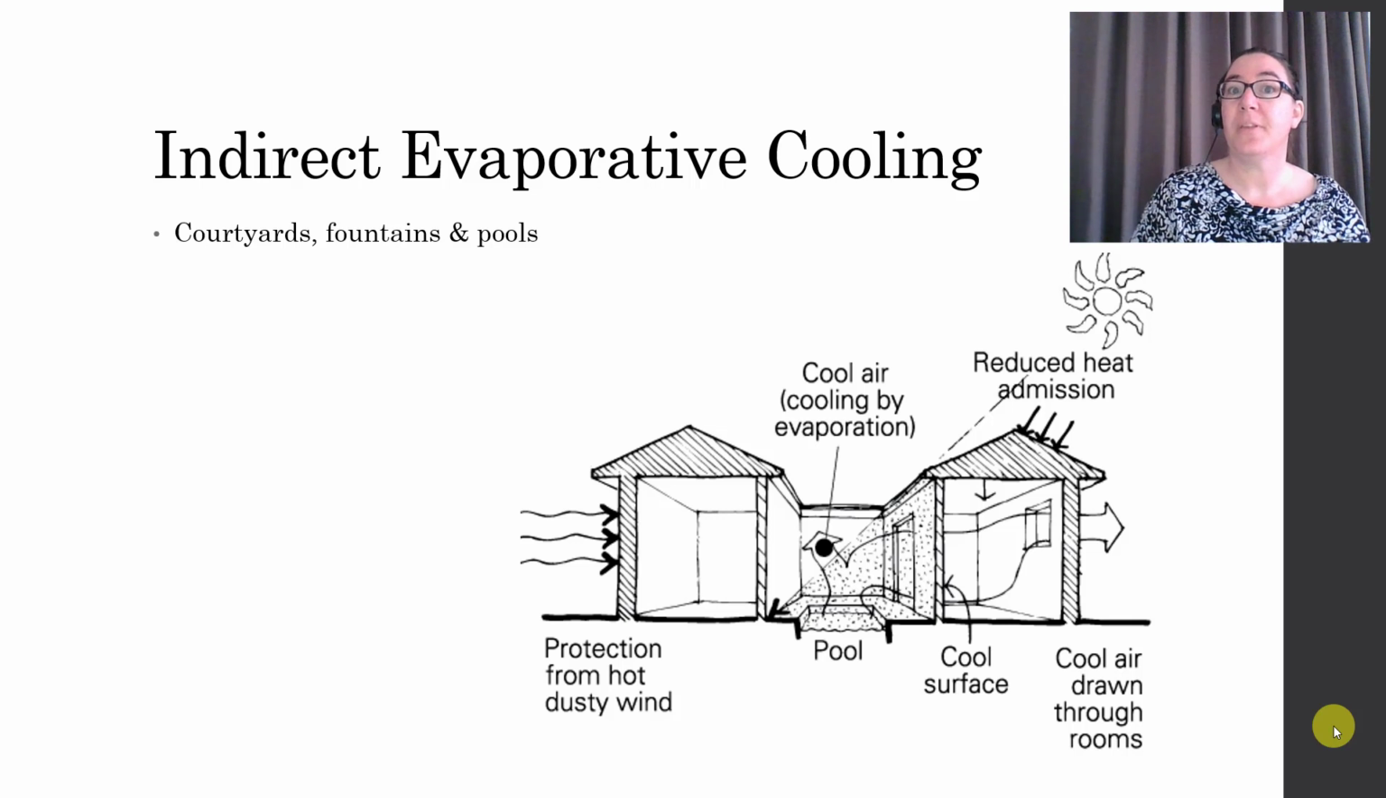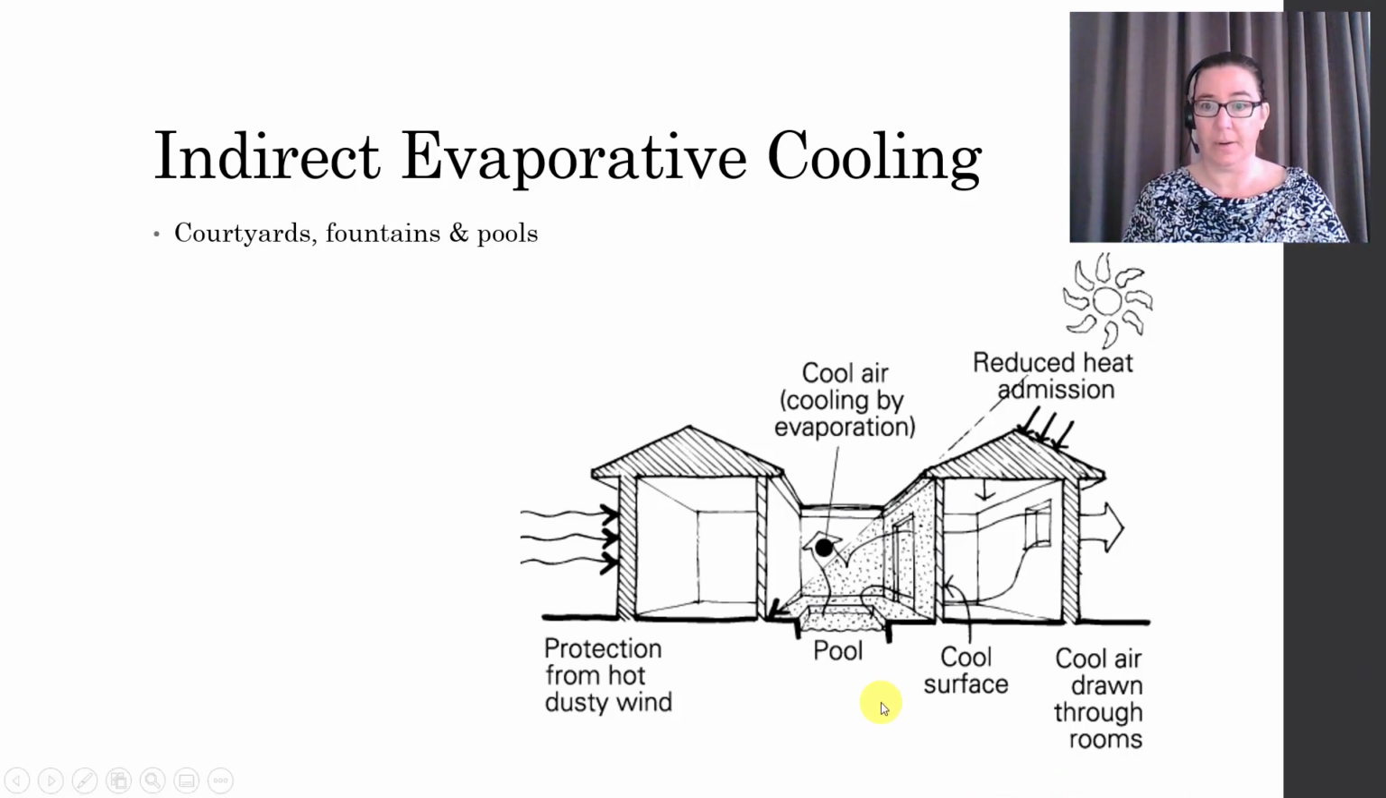So let's talk about indirect evaporative cooling next. And remember that this means that the occupied space is cooled, but not humidified. The main traditional way to use indirect evaporative cooling is with courtyards, fountains, and or pools. In a courtyard design, taking a look at this building section here, the courtyard is designed to shade your water feature, your fountain or a pool inside.